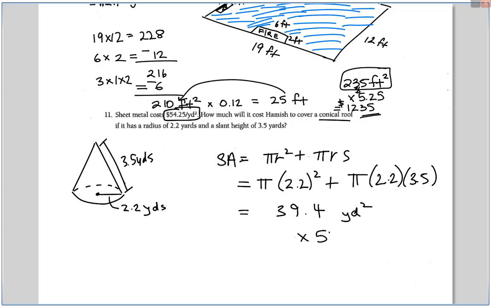Times it by the price, which is $54.25 per square yard. The yards cancel when you're timesing. $2,137.21.